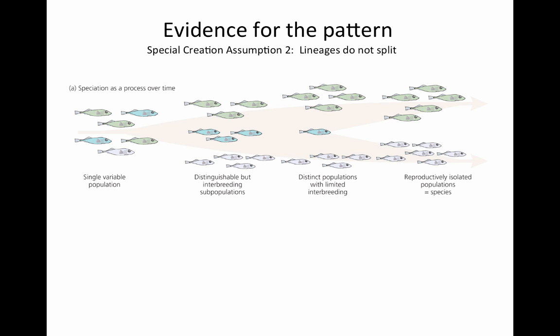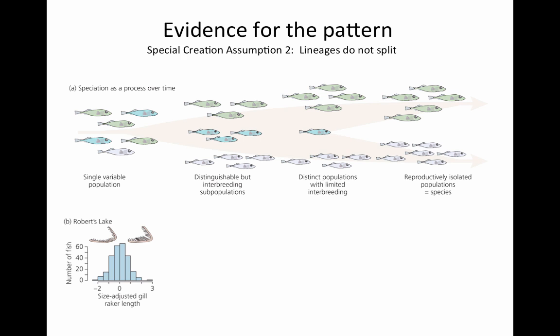But we can make the prediction that if this model is correct for how speciation happens, we should be able to find populations or pairs of populations that represent any of these particular stages of speciation. And it turns out that we can do that with a group of fish called the three-spined stickleback. The first population we're going to consider lives in a place called Roberts Lake in Canada. And this population has two different feeding strategies.